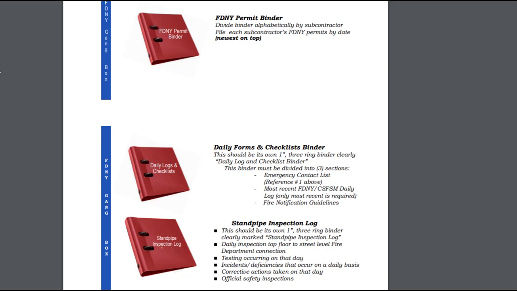The next log should be your standpipe inspection log. This should be its own 1-inch three-ring binder, clearly marked standpipe inspection log. Daily inspections from the top floor to the street level. Testing that's occurring, inspections that occur, and any corrective actions that need to be taken.